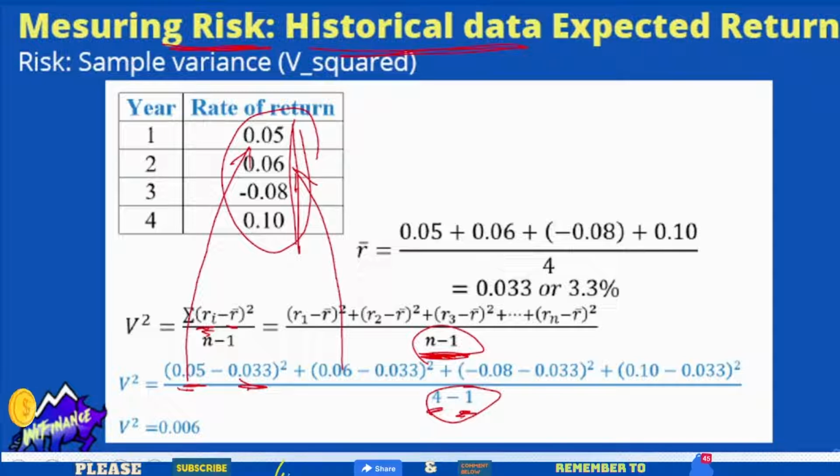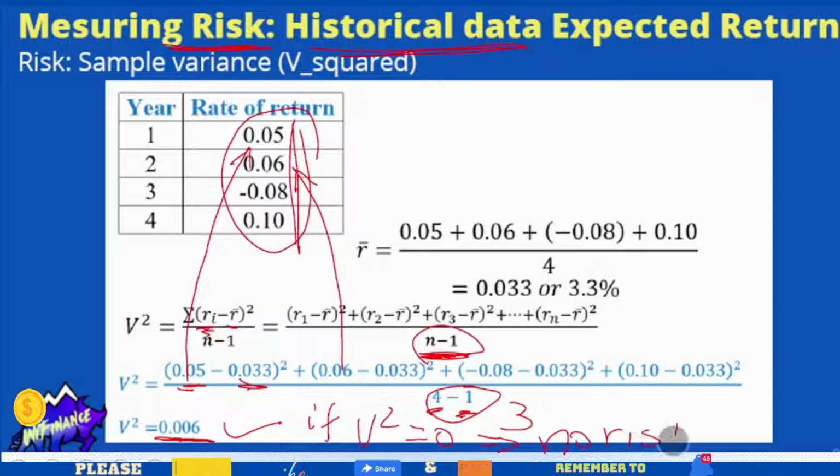The final answer is 0.006, and this is our measure of the absolute risk of this investment. Well, if this value was 0, it means that we have absolutely no risk in that investment.